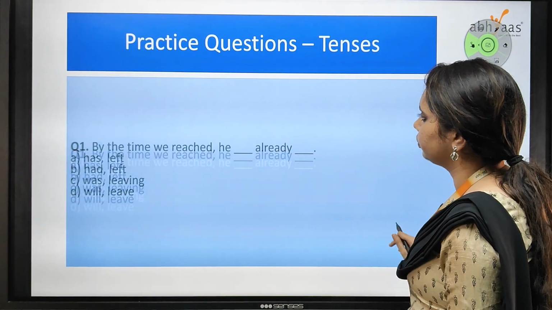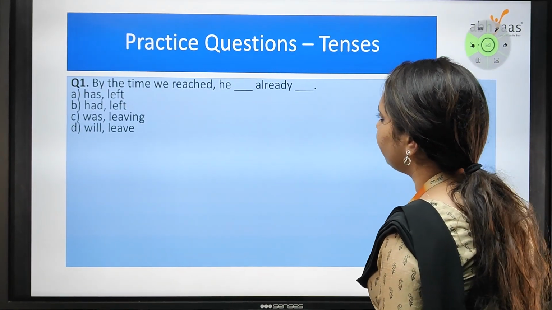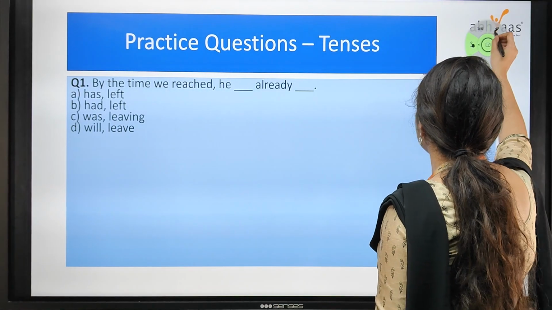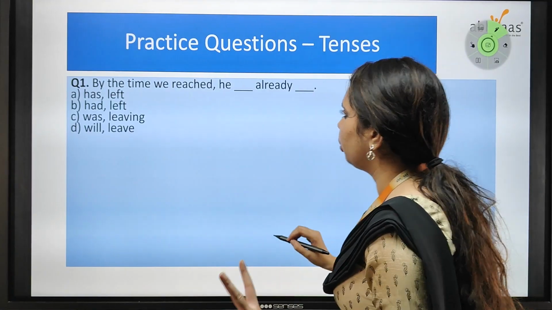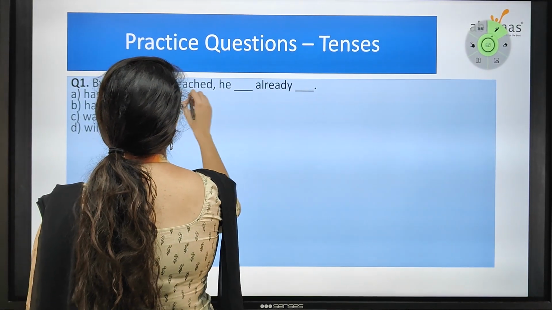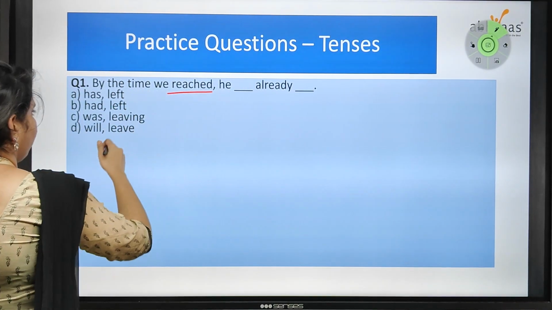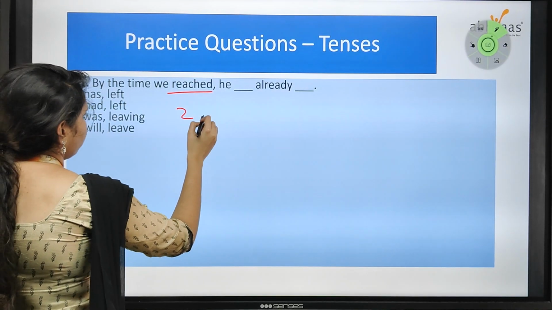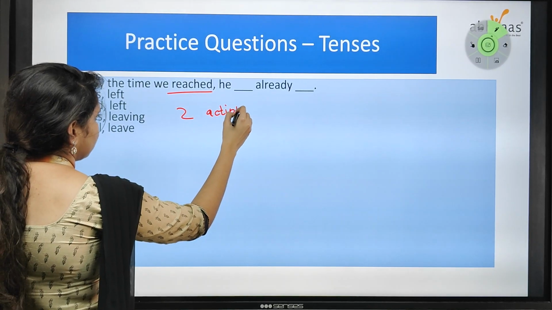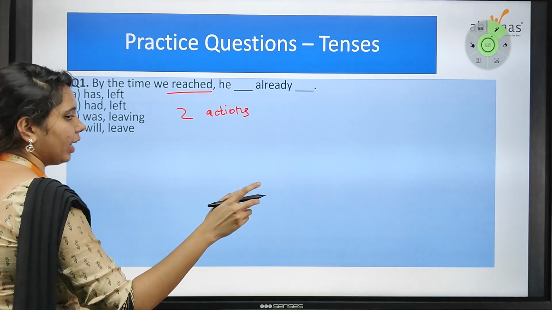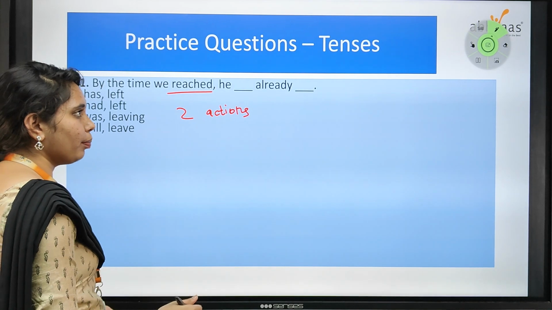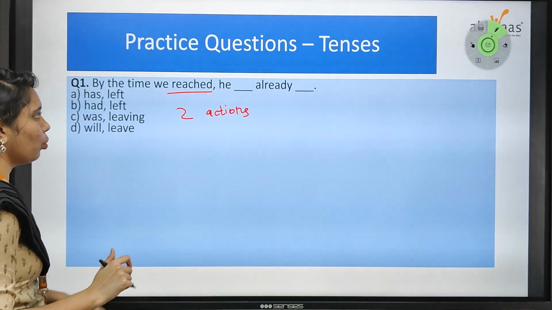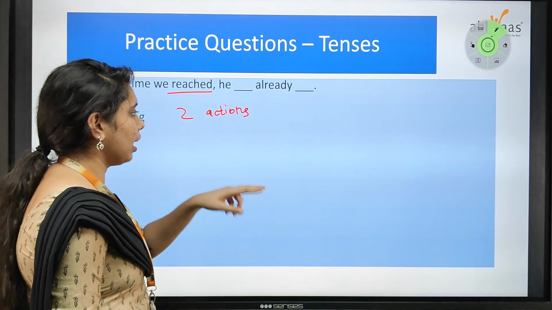Let's start with questions. By the time we reached, he dash already dash. So first of all, the thing which you have to identify here is there are two actions. One is he reached and the other is leaving. By the verb given here, leaving is the other action. So remember, whenever you have two actions, obviously one must have taken place before the other, or both of them must be happening parallelly, right? By the sentence given here, we can understand that one is already completed and the other happened after that.